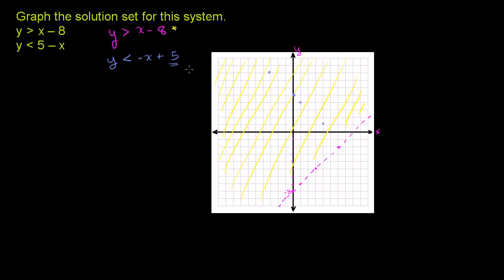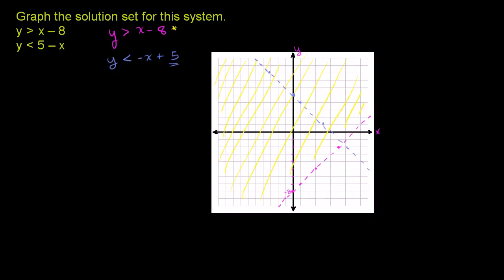And I'm going to do it a dotted line because we're not including it. It's not less than or equal. It's just strictly less than. So it won't include the line. So it's going to look something like this. Try my best to draw it as neatly as possible. I think that is a respectable job. This is the dotted line version of y is equal to negative x plus 5. It's dotted because we're not including it.